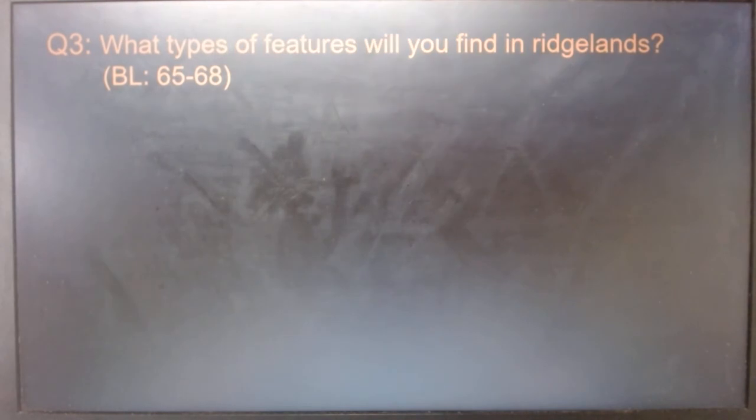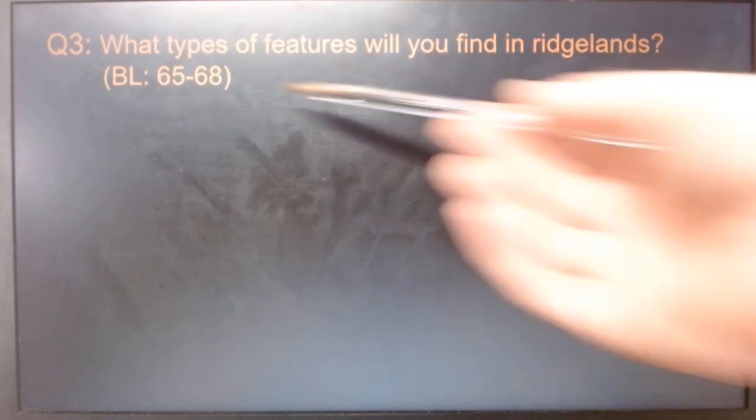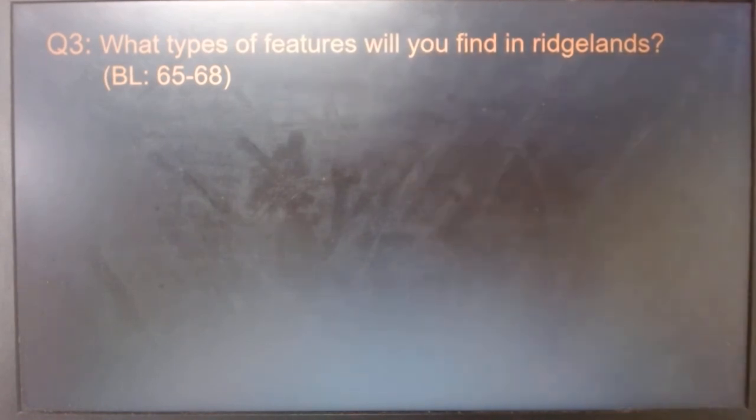Question 3, what types of features will you find in a ridgeland? Again, there are no marks with this. This isn't an assignment, so you can put down as many as you want. There's no restriction to just naming 1 or 2. Try and encompass as much as you can. Again, textbook numbers are there.